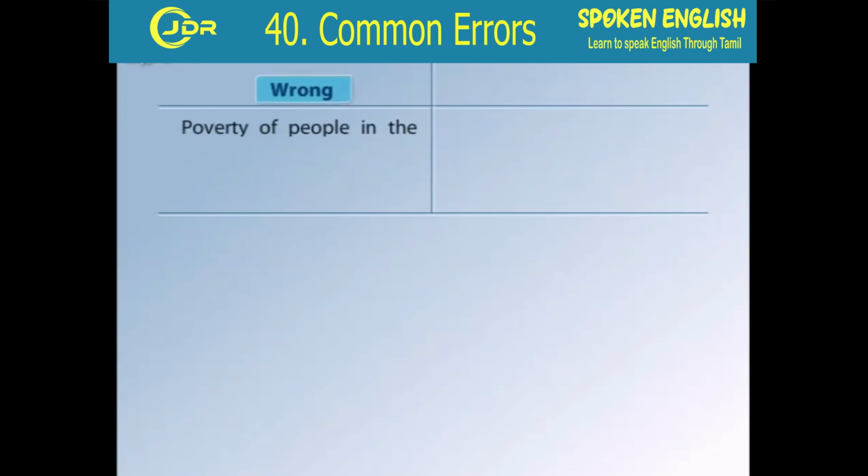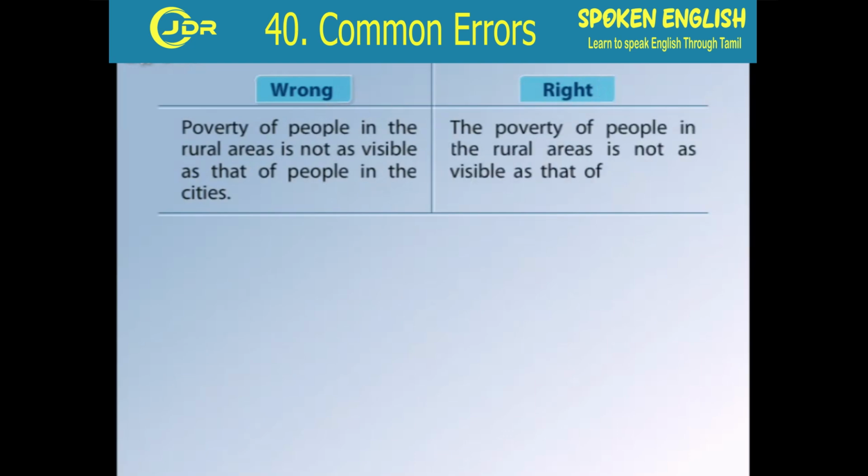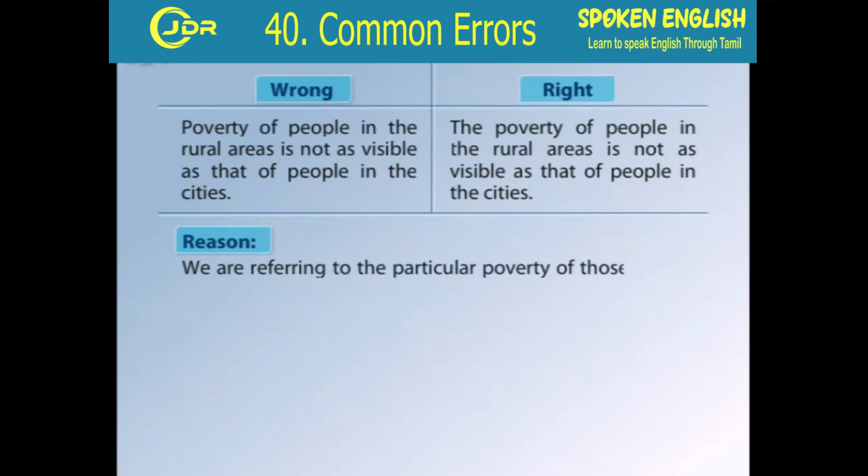Wrong. Poverty of people in the rural areas is not as visible as that of people in the cities. Right. The poverty of people in the rural areas is not as visible as that of people in the cities. Reason: we are referring to the particular poverty of those people in the rural areas. So, the is needed.